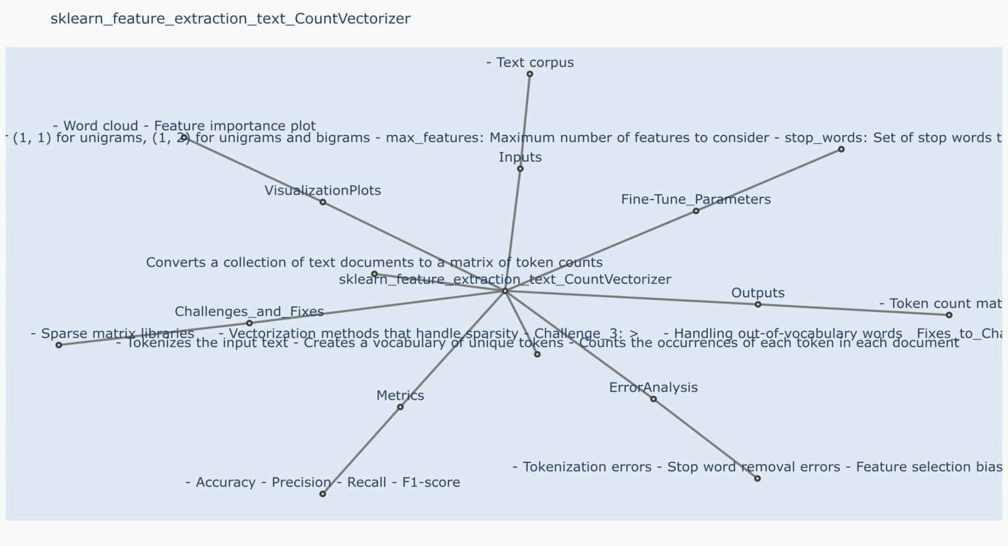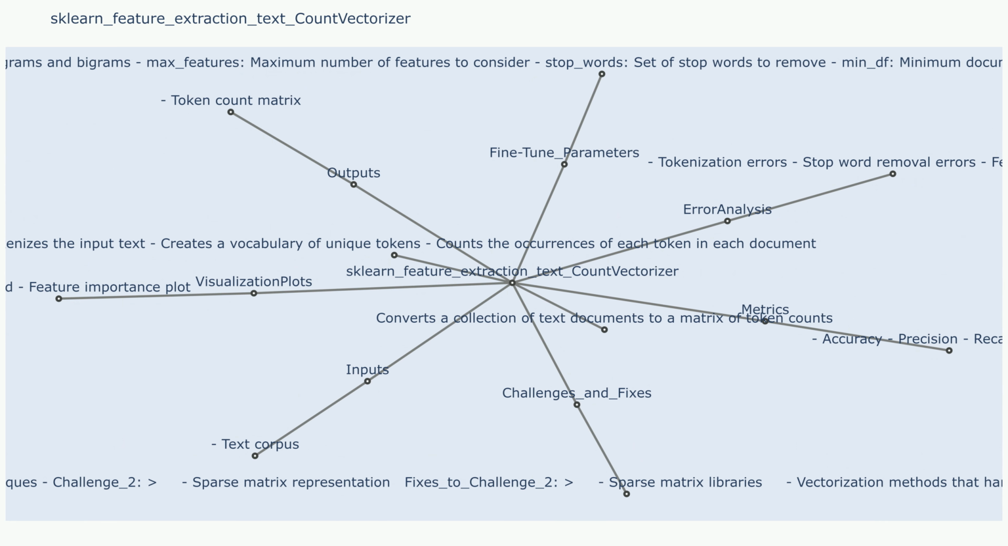Fixes to challenge 3. Use a stemming or lemmatization technique before vectorization to reduce words to their base forms. Use the lowercase parameter to convert all words to lowercase, reducing the impact of capitalization differences.